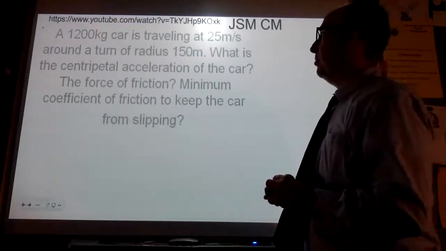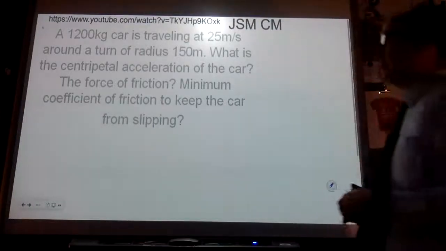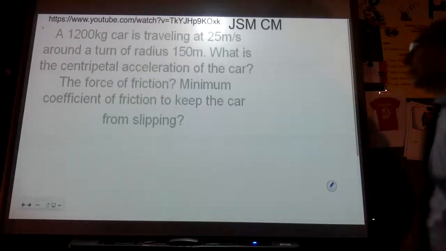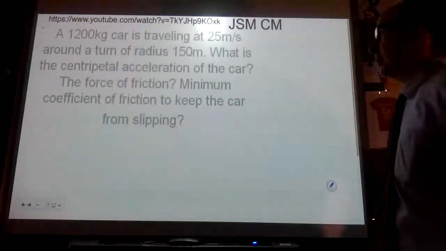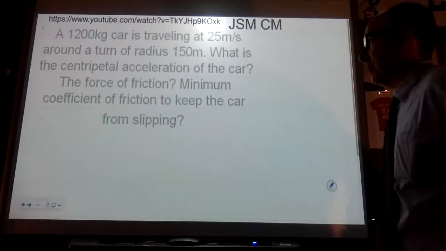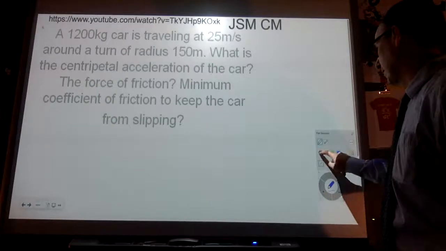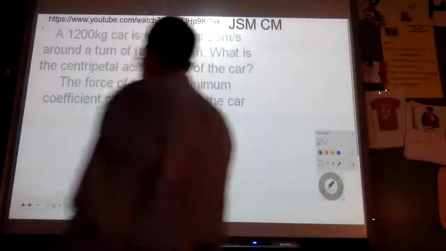All right, a 1,200 kilogram car is traveling at 25 meters per second around a turn of radius 150 meters. What is the centripetal acceleration of the car? The force of friction, the minimum coefficient of friction to keep the car from slipping. All right, so we need a car.